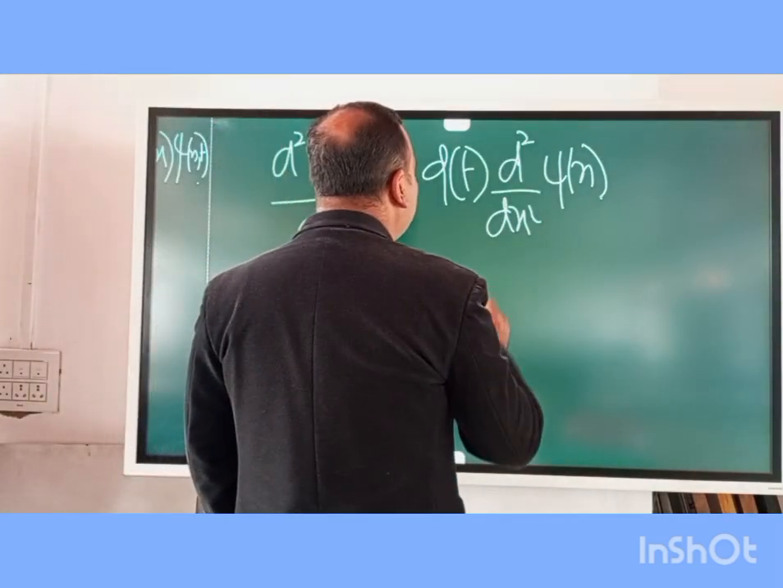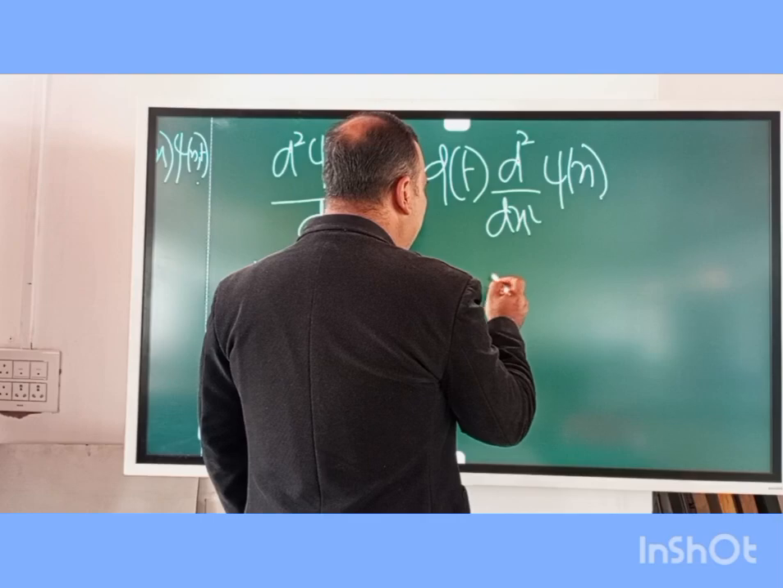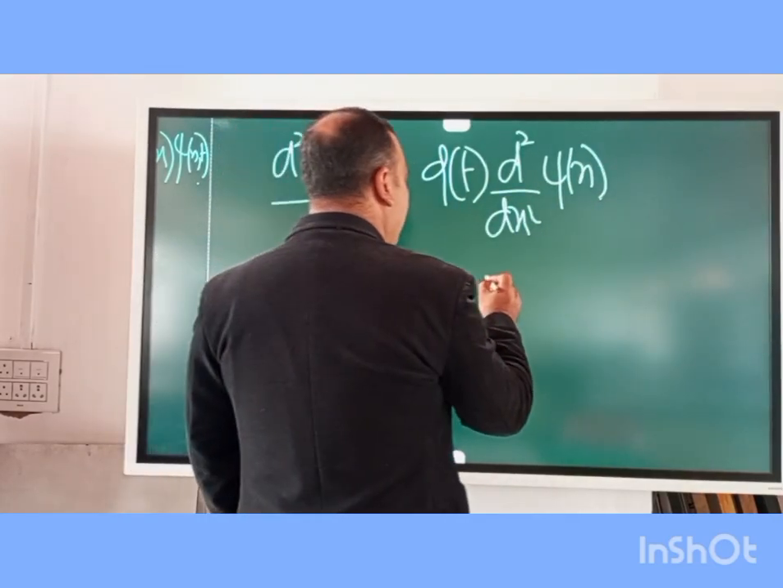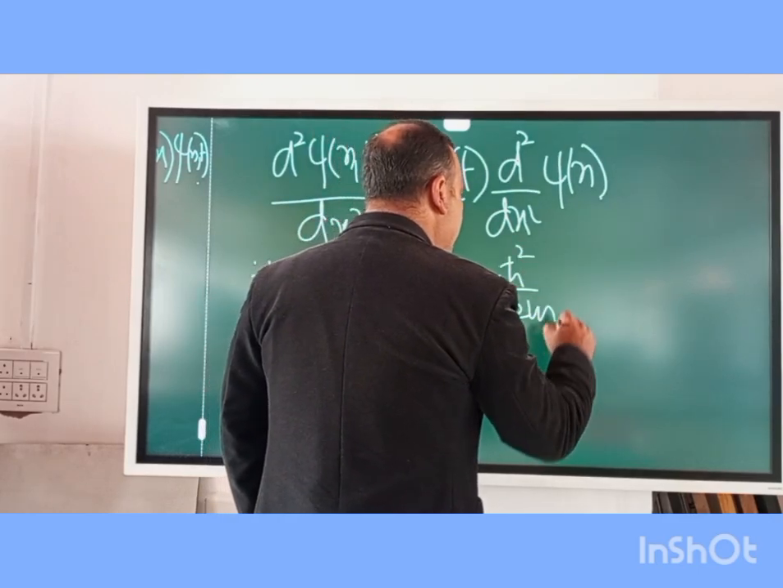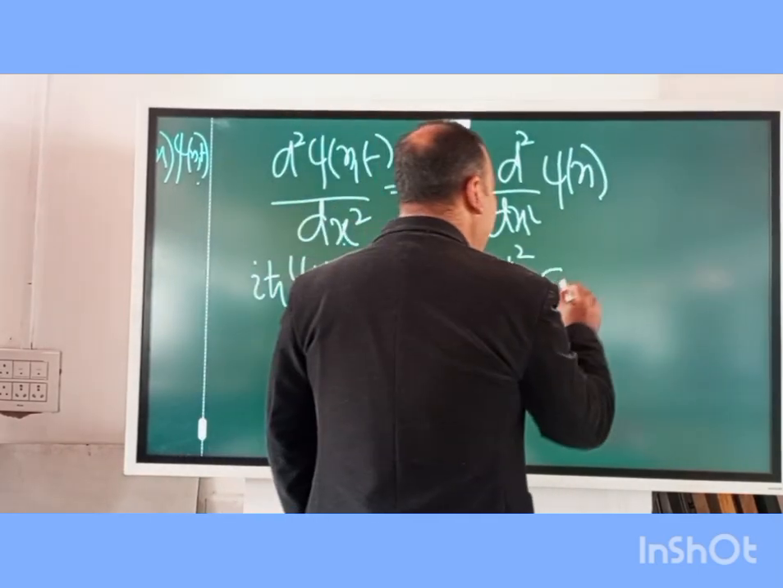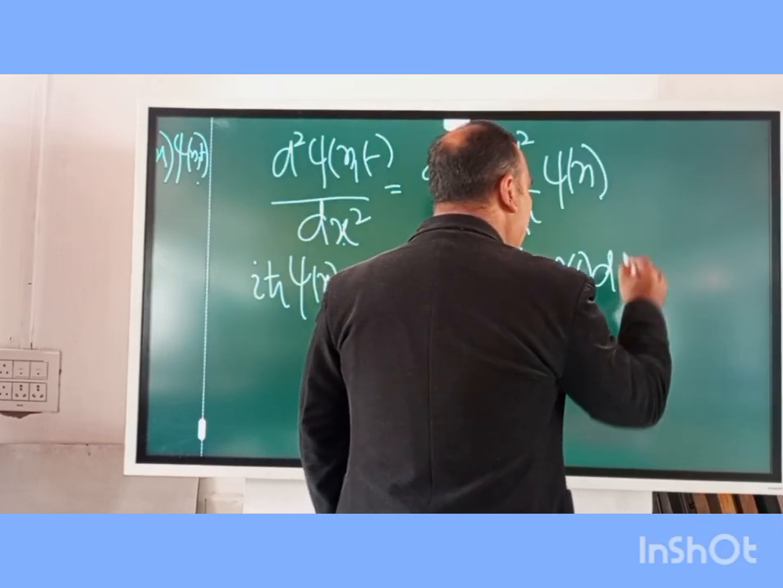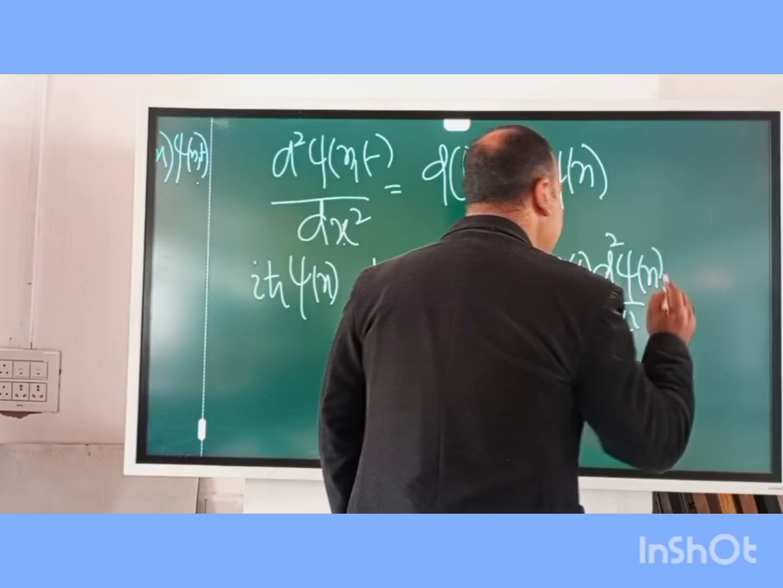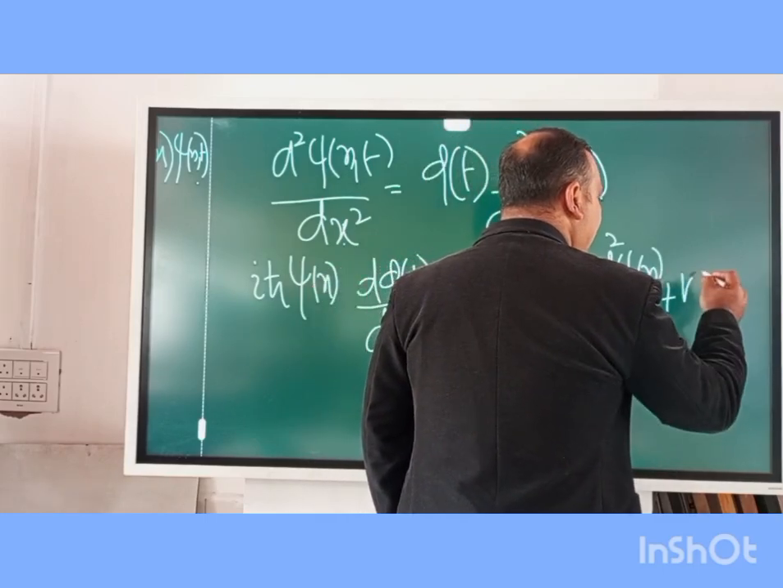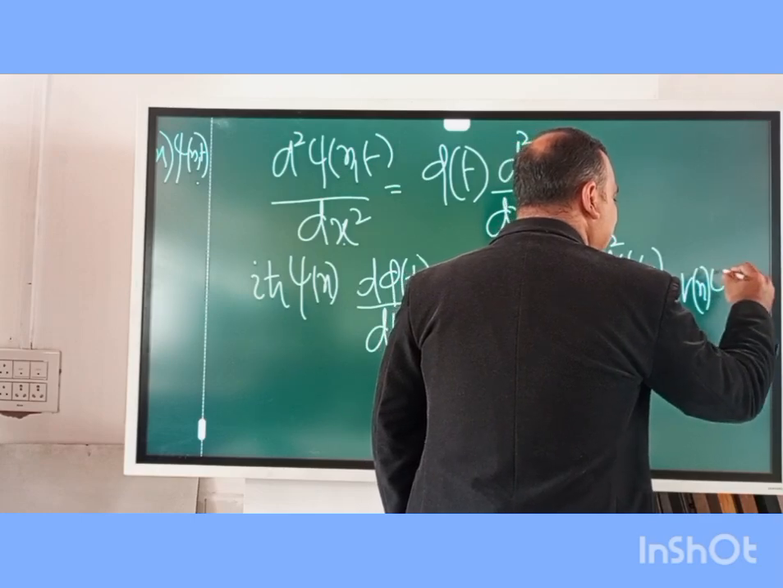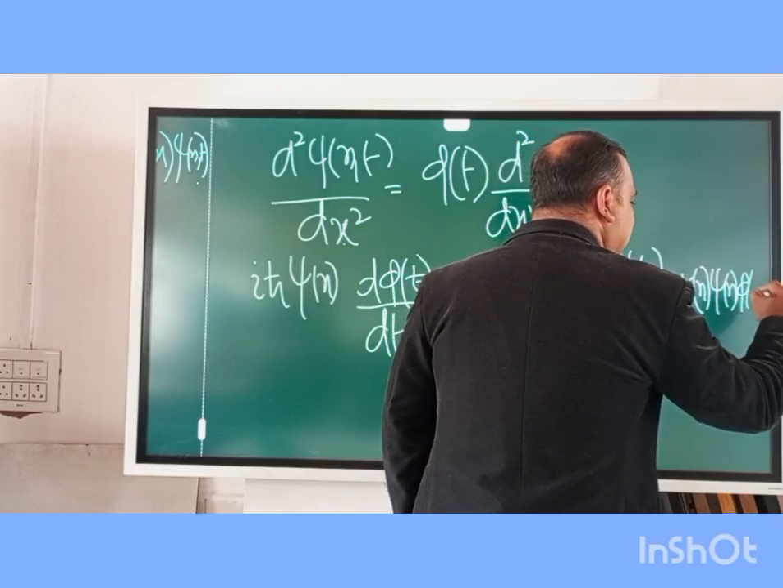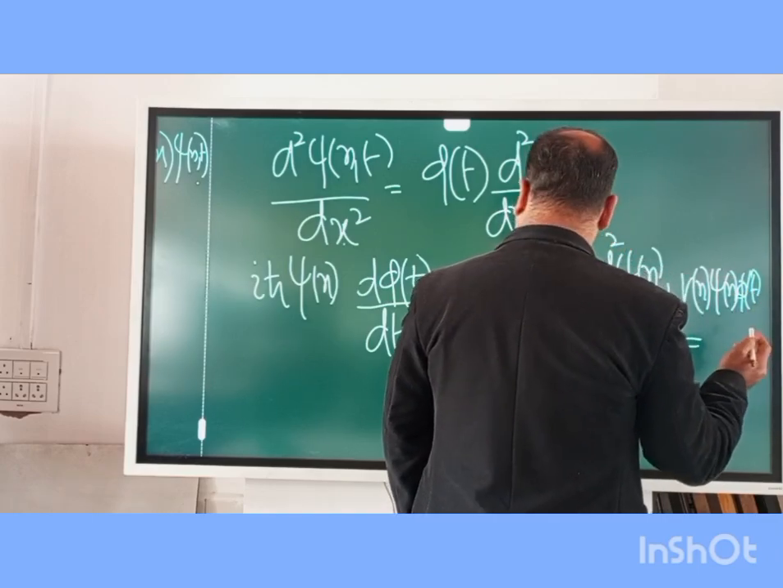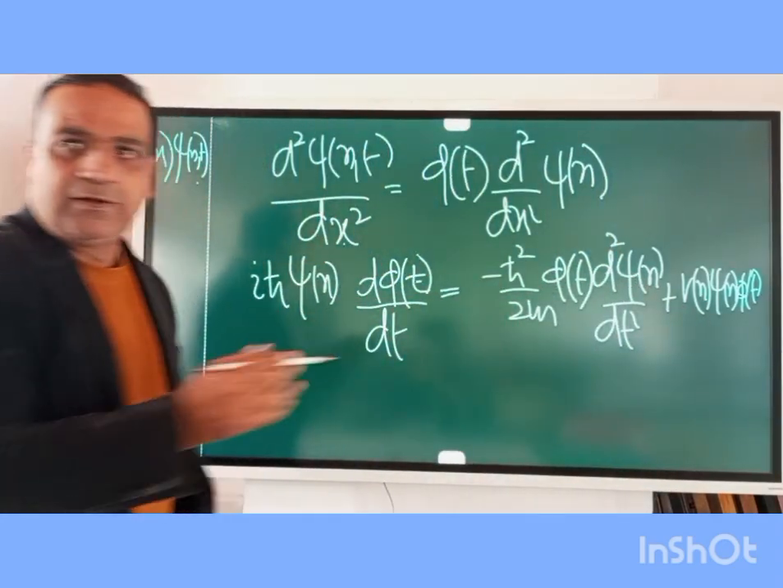And this is equal to, what will be out? In this case, you will have minus h bar square by 2m, and phi of t will be out, and then you will have d2 psi of x by dx2, then plus V of x, then psi of x and phi of t. They are equal on both sides, right?